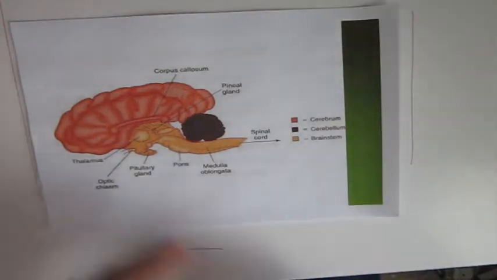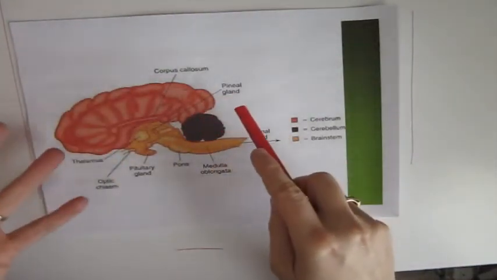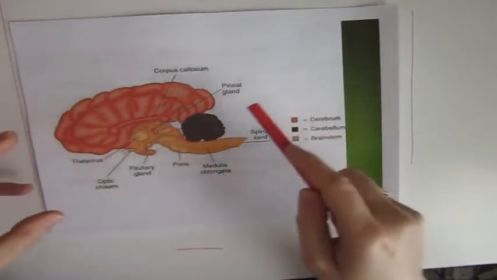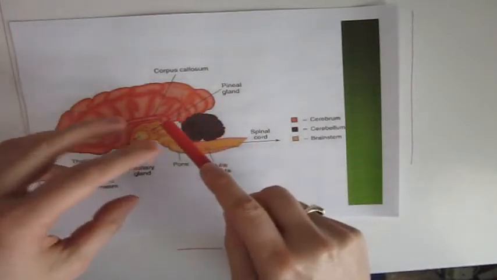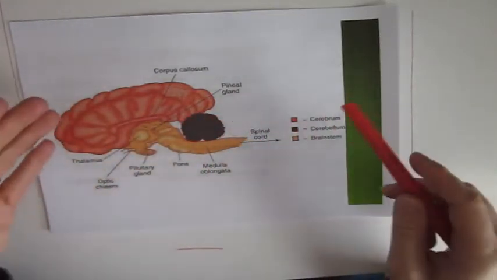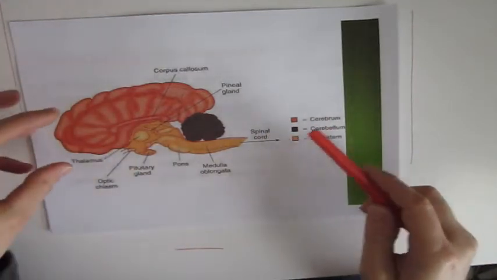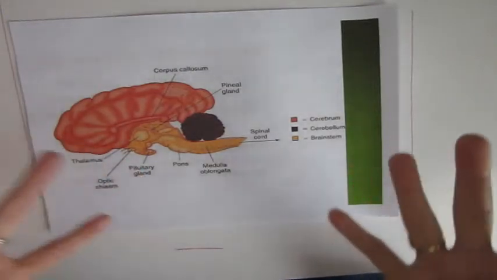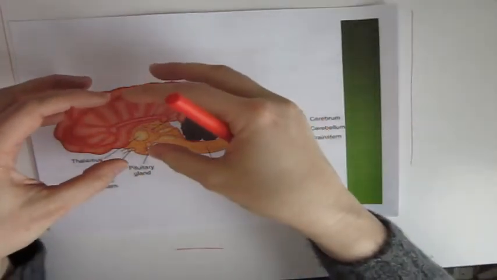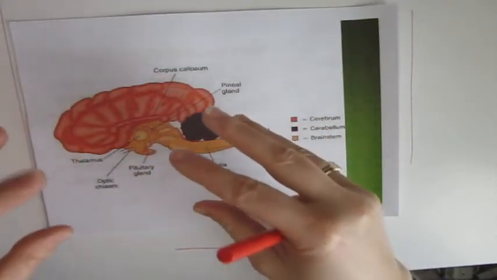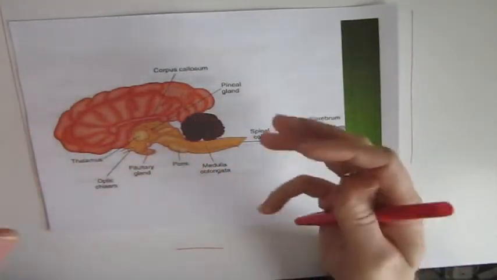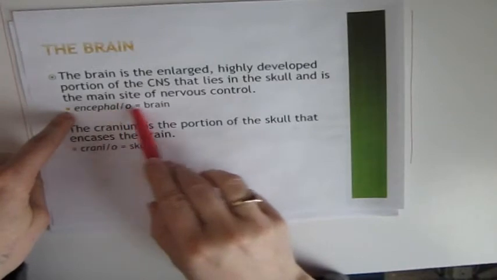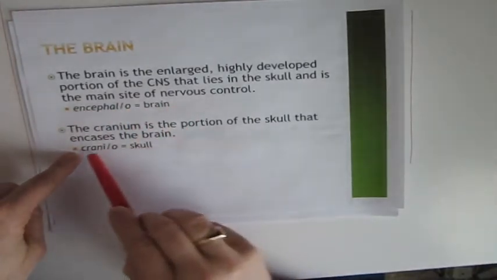So the brain. The brain is this enlarged, highly developed portion of the CNS that lies in the skull, and is the main site of the nervous control of the body, right? And all the functions of the body. Again, the term that we use for brain is encephalo, right? Remembering that the skull is what contains the brain, the cranium is the portion of the skull that encases the brain. So cranio is the term we use for skull. So brain is encephalo, and to pertain to the skull, we say cranio.